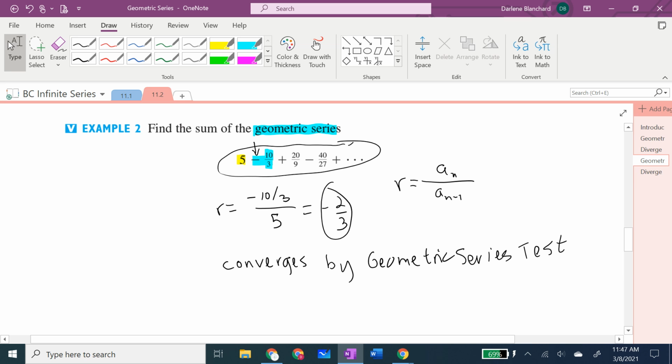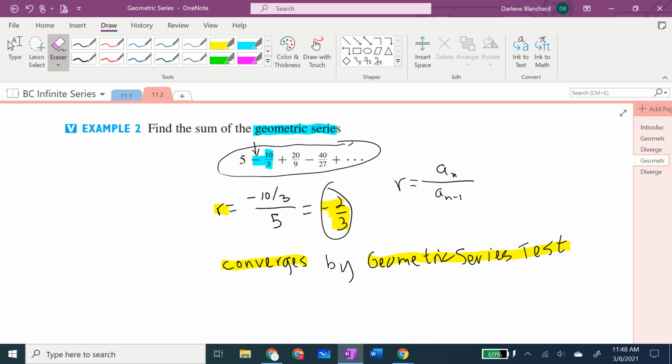Now, if you are just asked, does it converge or diverge on a test, I'm going to want you to explain what test you use to determine that. And so if it's geometric, all I need you to do is tell me what the r is, and then tell me whether it converges or diverges and the test that is being used.